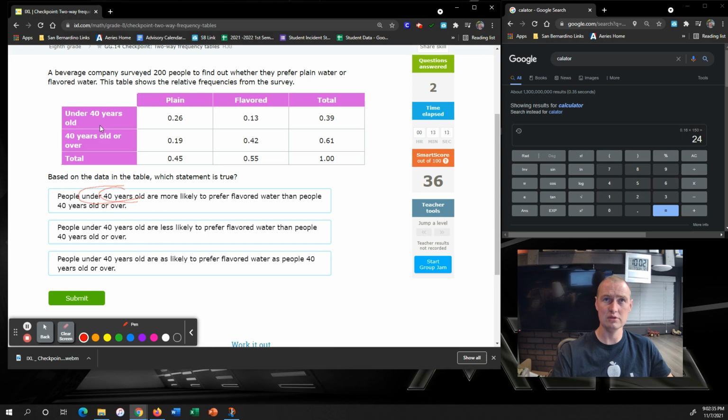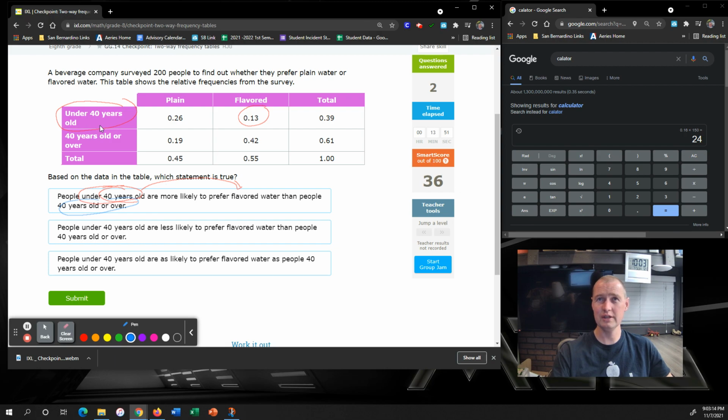So I'm going to actually get this whole thing. Under 40 years, they want flavored water. Okay, so here we go. Under 40, flavored water. All right. And this part here, 40 years and over, then let's see, that's what they're comparing it to. So they're saying 40 years old and under. See, it's so tricky, huh? Take your time. All right.